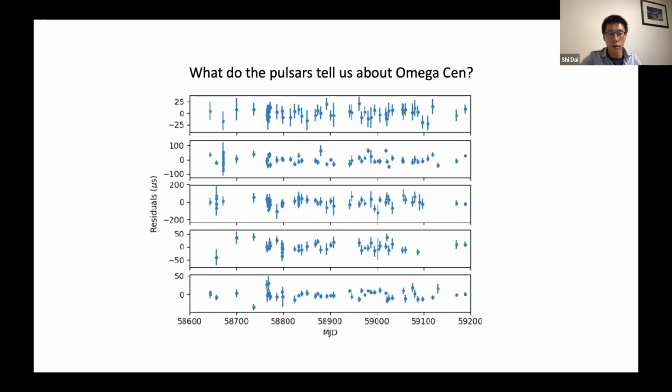So here I'm showing the first 2 years of timing of the 5 pulsars we have already published. And while they are very weak pulsars, we do show that they are very stable and they can be very good high precision timing pulsars.